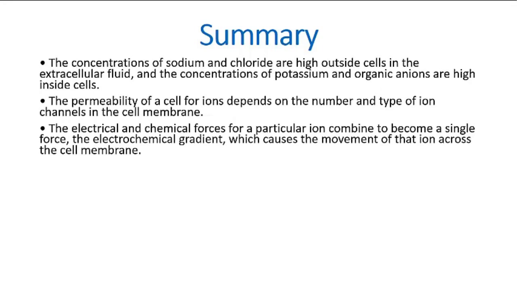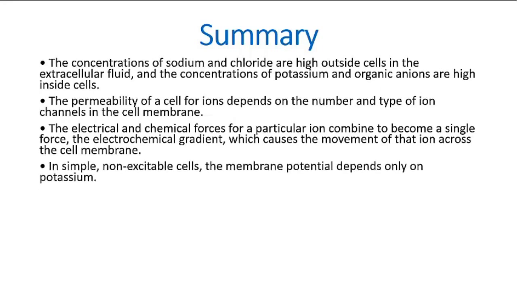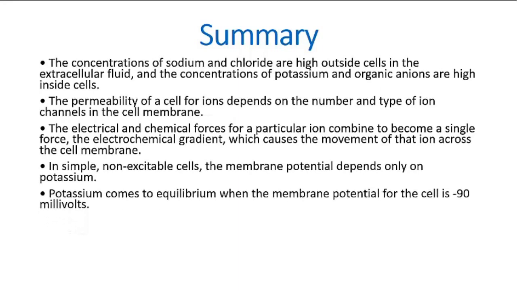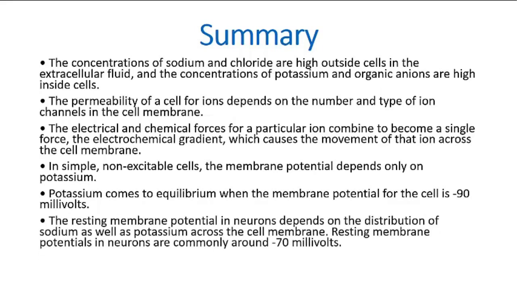In simple cells, non-excitable cells for example, the membrane potential depends only on potassium. Potassium comes to equilibrium when the membrane potential for the cell becomes minus 90 millivolts. The resulting membrane potential in neurons depends on the distribution of sodium as well as potassium across the cell membrane, and the resting membrane potential in neurons is commonly around minus 70 millivolts. The sodium-potassium pump is essential for maintaining the resting membrane potential in the neurons, so that it keeps the resting membrane potential in the minus 70 millivolt range.